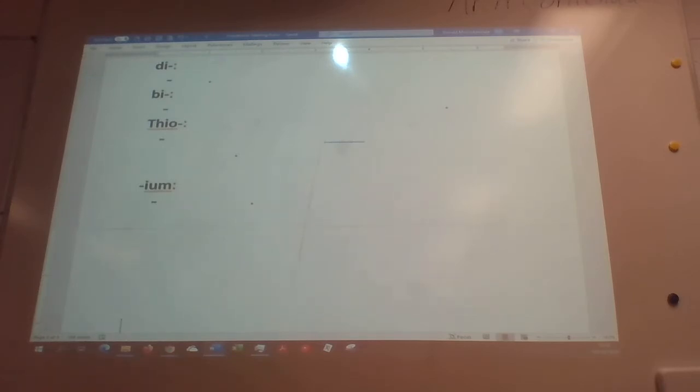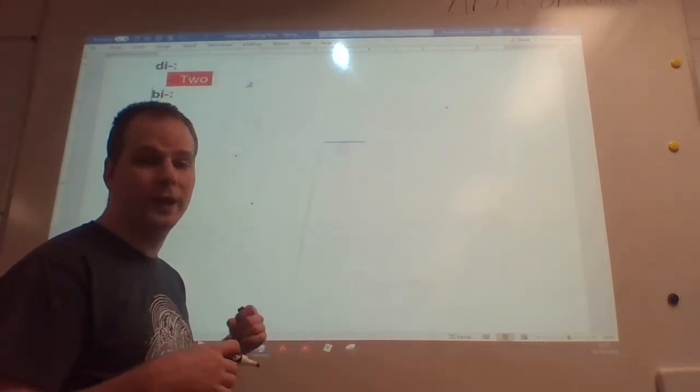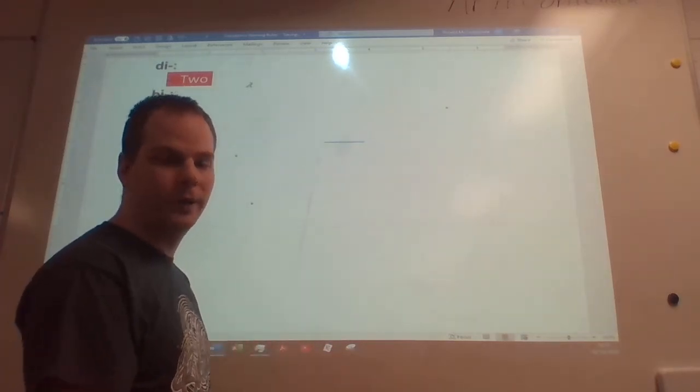All right. The first one of these four that I want to go through is the simplest, and that is di. Di just means two. So whenever you're going through, if you see di in anything, it's just telling you two. A really good example of this is going to be chromate, because you don't have chromite, perchromate, and hypochromite. You just have chromate and dichromate.